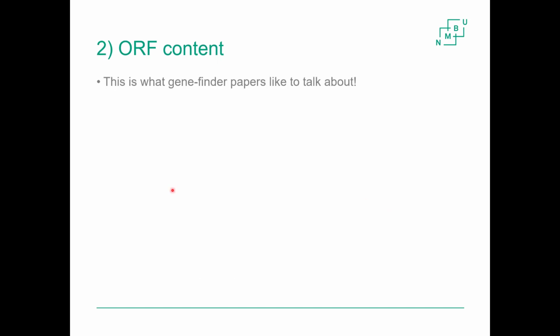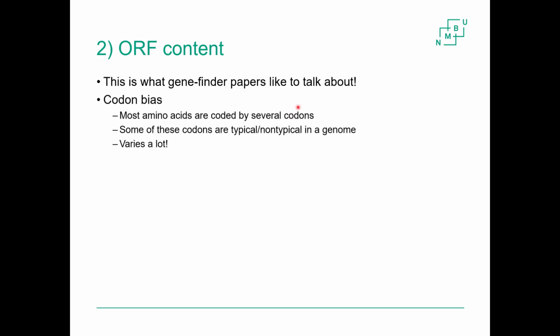Then the ORF content. This is what the gene finder papers like to talk about, because this is the fun modeling part. And here I present only one way of looking at ORF content, and that's the codon bias. So what is meant by that? Well, we know that most amino acids are coded by several codons, so different codons code for the same amino acid. But if you look into one particular genome, it's quite typical that some codons are preferred, typical, and some are non-typical.